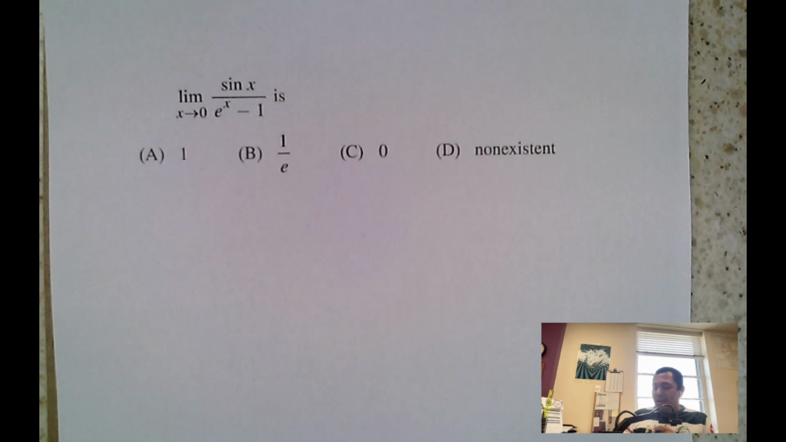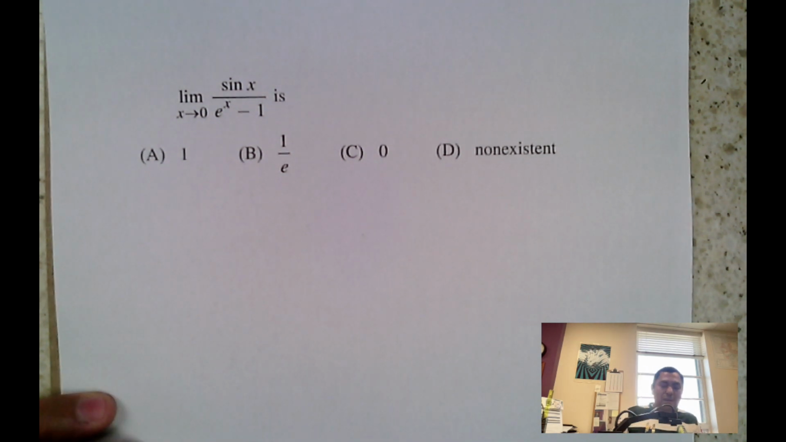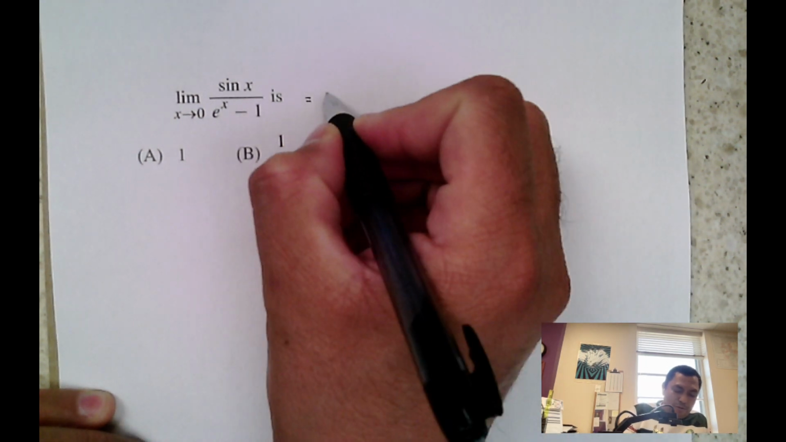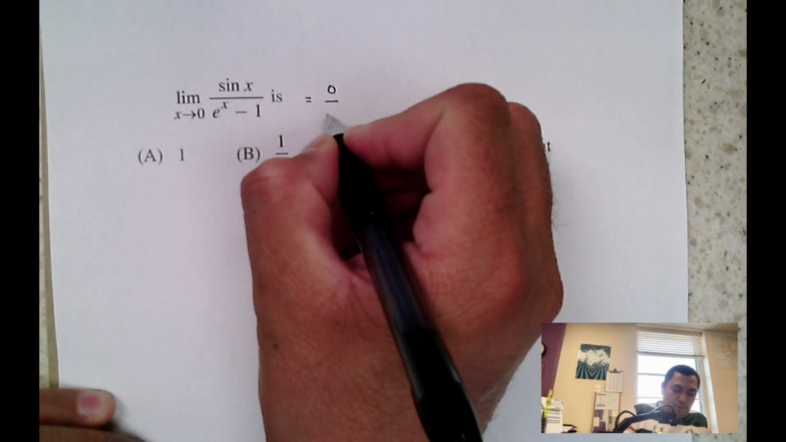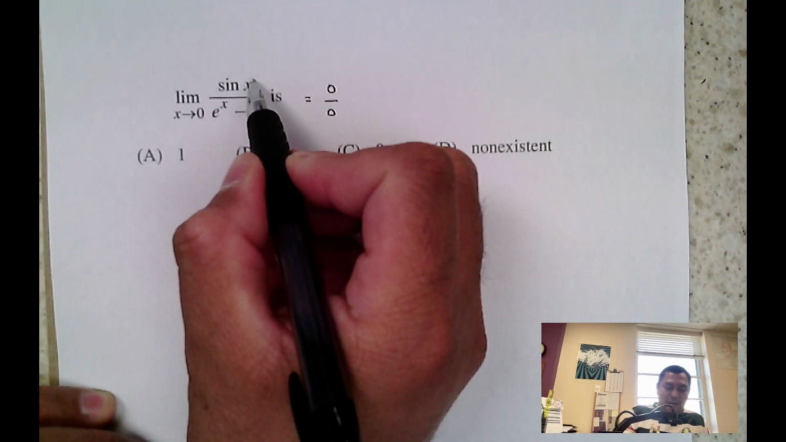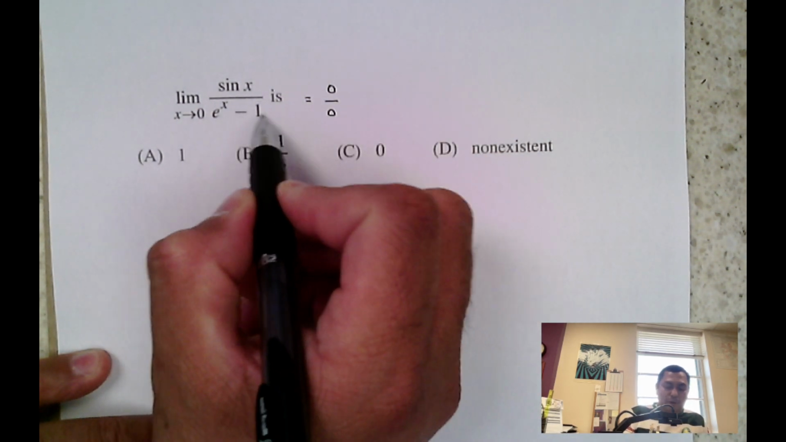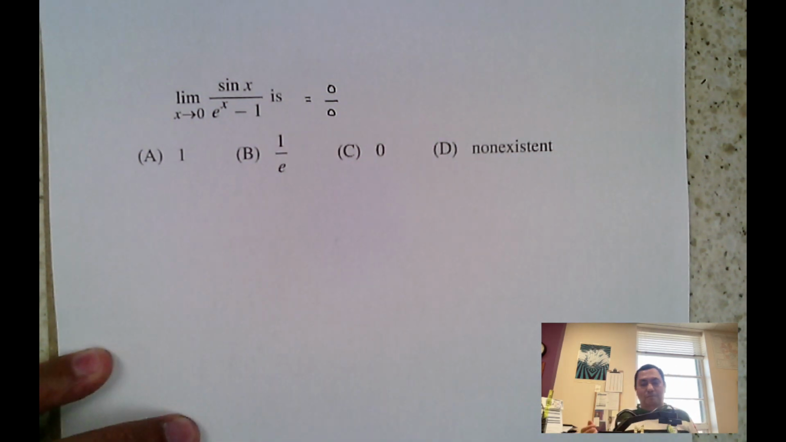You can find it. And the topic that we are covering this time is using the L'Hopital rule for finding limits of indeterminate form. So if we evaluate this limit really fast, we know we're going to get 0 over 0, because the sine of 0 is 0 and e to the 0 is 1, minus 1 is 0. So that's an indeterminate form.